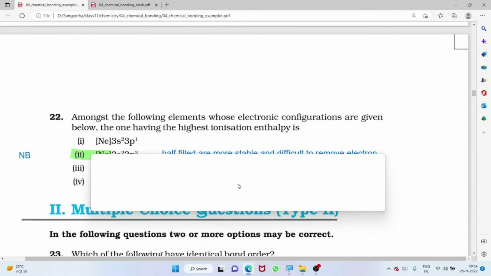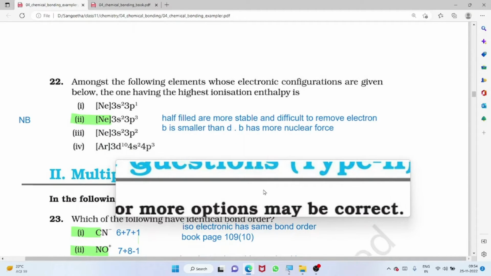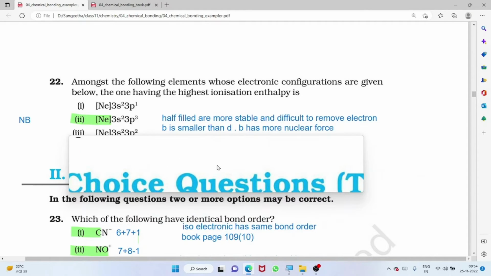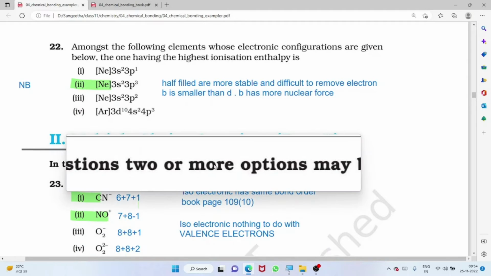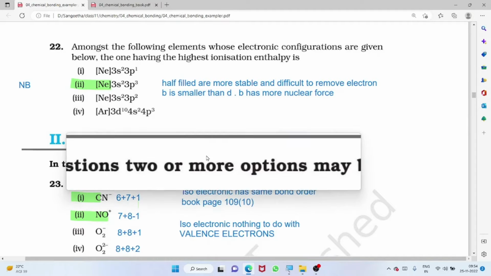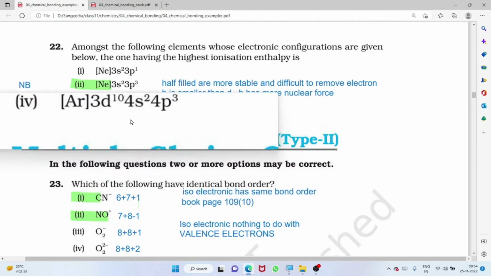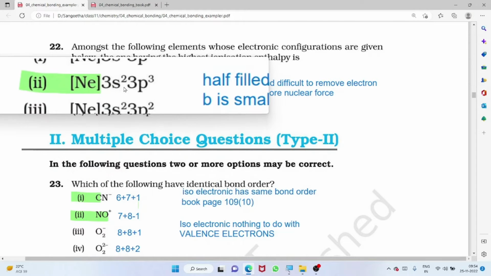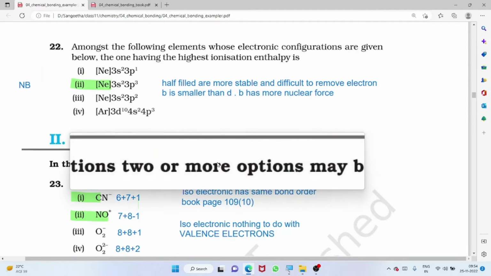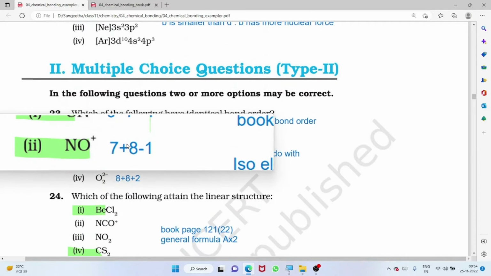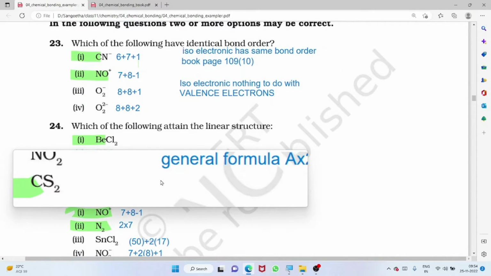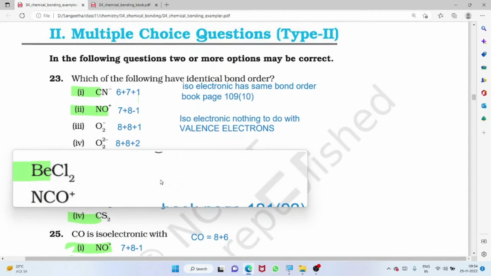Okay, among the following elements, whose electronic configuration is given below, which has the highest ionization enthalpy? See, the half-filled and fully filled orbitals are more stable, so they will have the highest ionization enthalpy. Here, these two are half-filled, but this one is closer to the nucleus.